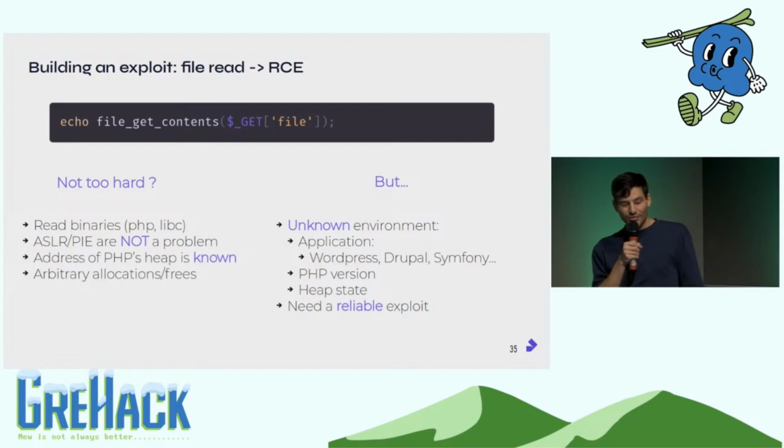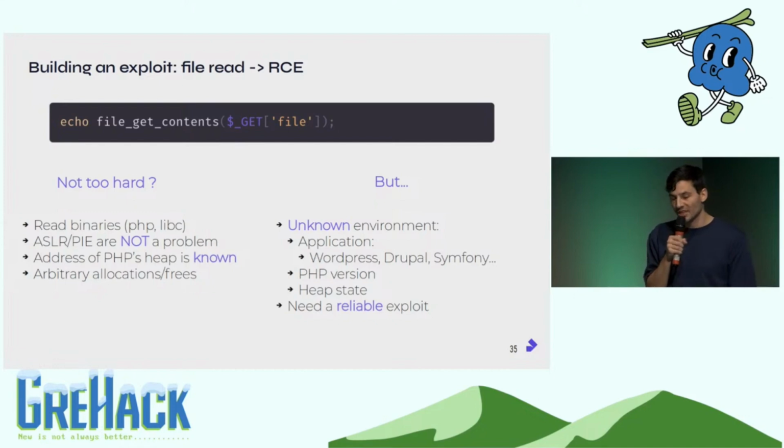And also, since we have the bucket brigade technology and we can send as many filters as we want, it feels like we can do arbitrary allocations and deallocations. We will see that it's not really the case, but it makes us pretty happy about the exploitation. But at the same time, we're exploiting a web target, so we want a web exploit, right? We want something that we don't have to tune every time we send it to a new application. We want something that works against any application, against any PHP version, against any heap state, and we want an exploit that is completely reliable, and bonus point if it doesn't crash.